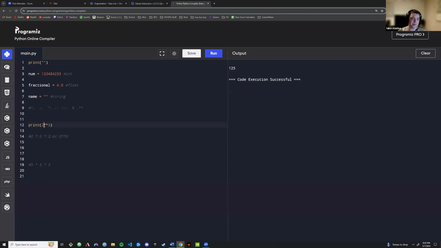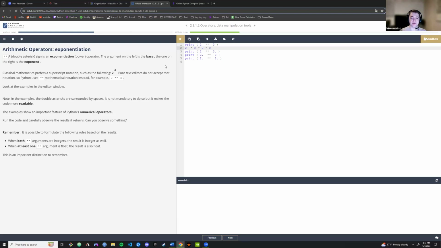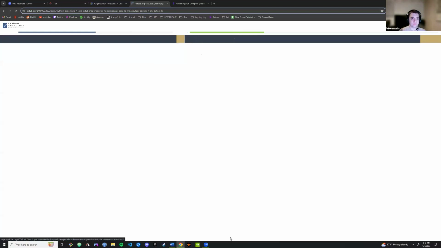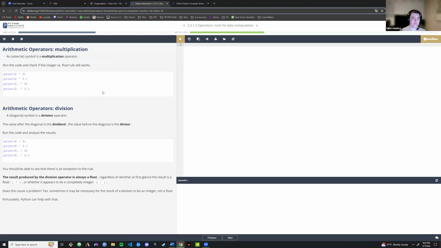If we were to make this a float instead of an integer, it's going to evaluate to a float. Any float multiplied by an integer is always going to be a float. No big deal. You don't really have to remember that, but it's good to know. We did the multiplication operator, so we can move on to the diagonal, or division, operator.